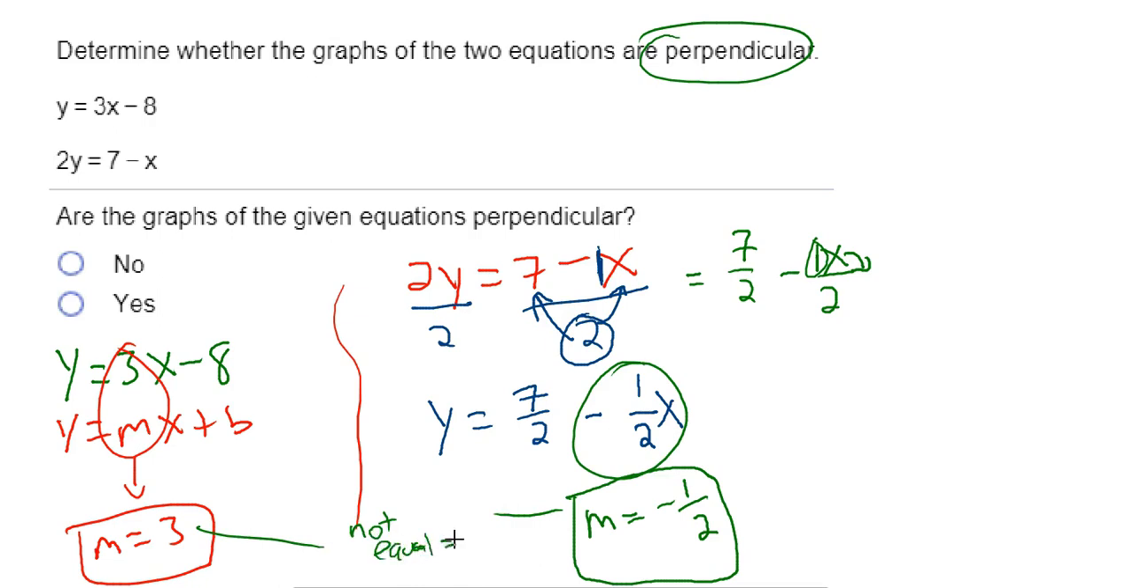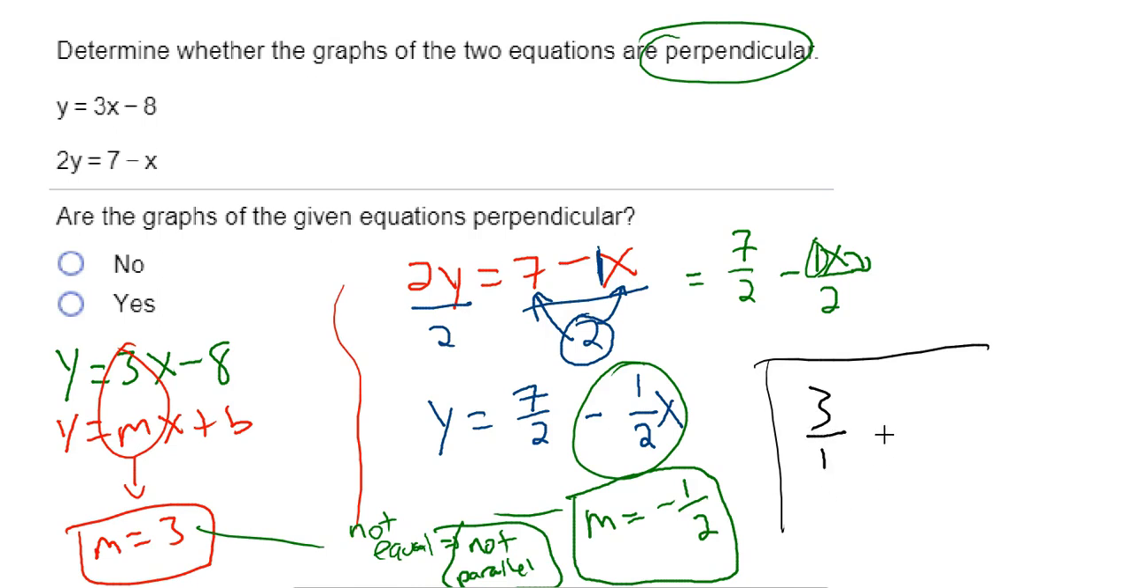You might have some homework problems that say, are these lines parallel? And if it worked out like this, you would say, no, these are not parallel. Are they perpendicular? Well, to be perpendicular, they'd have to be negative reciprocals of one another. So what is the negative reciprocal of 3? We have 3 as one of our slopes. Think of that as 3 over 1.